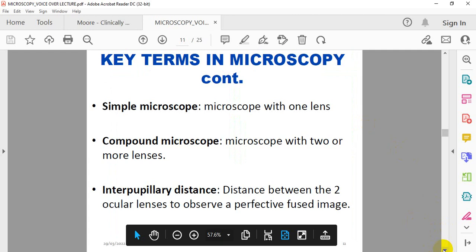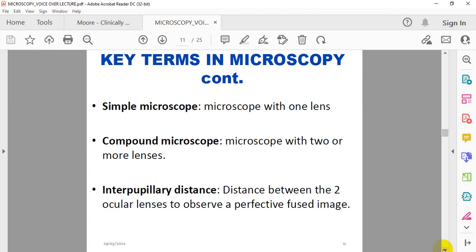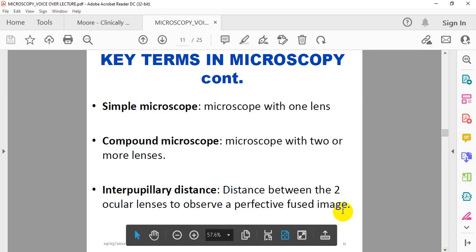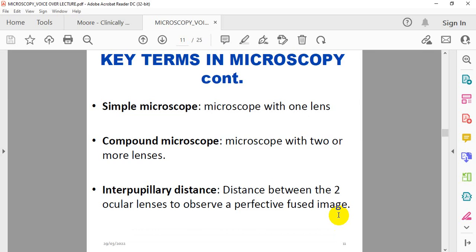A simple microscope is a microscope with one lens. A compound microscope has 2 or more lenses. Interpupillary distance is the distance between 2 eyepiece lenses or ocular lenses to observe a perfectly fused image. When you are looking inside the microscope, there's a distance between the 2 eyes, and that distance between the 2 eyes is what we call interpupillary distance.